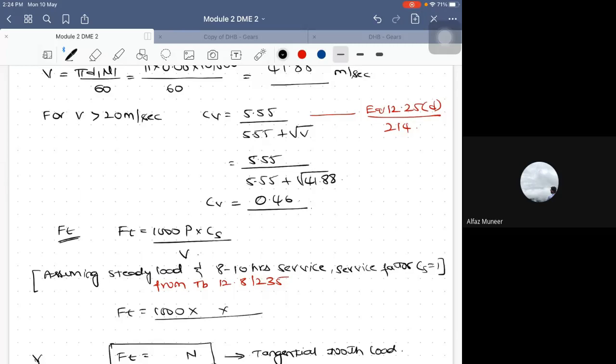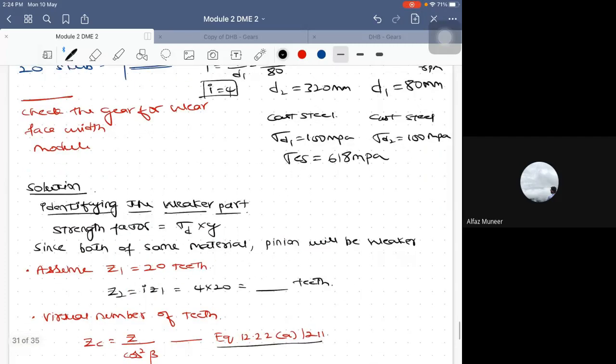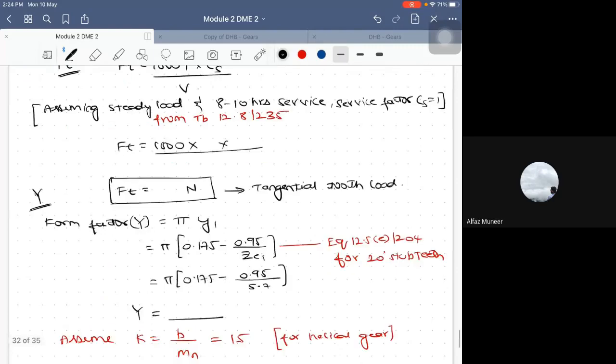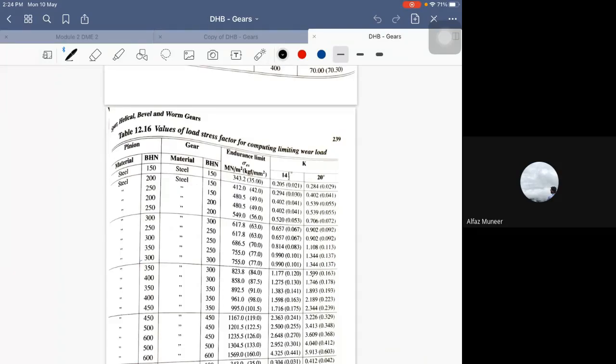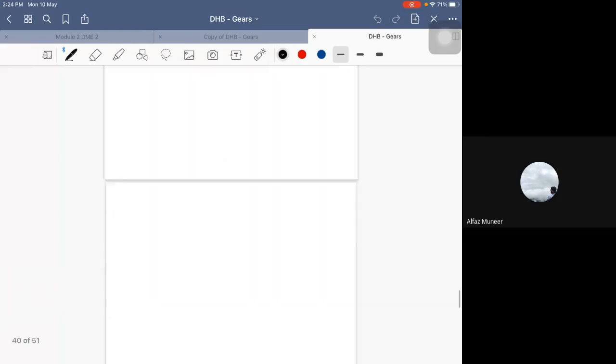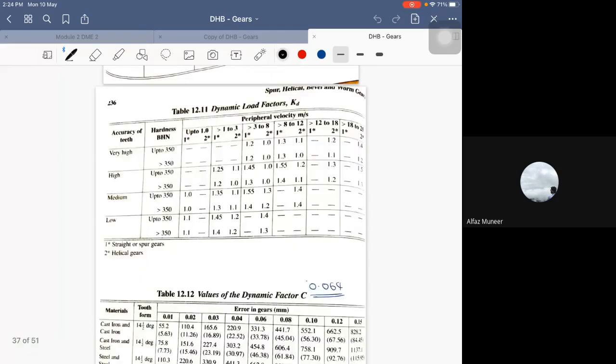Power is 15 kilowatts. Speed you have just calculated, isn't it? It is 41.89 cross CS. What is CS? It's a service factor. Now go for table number 12.8 to get that value. 12.8 to 35.